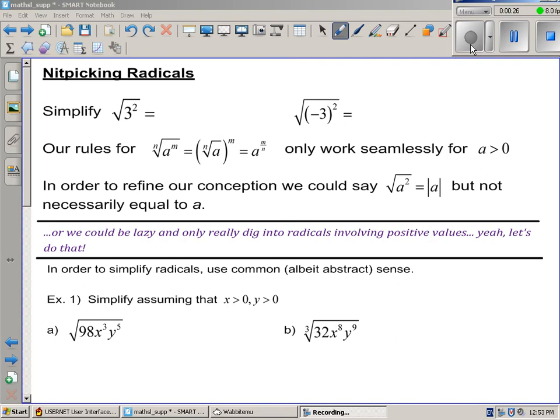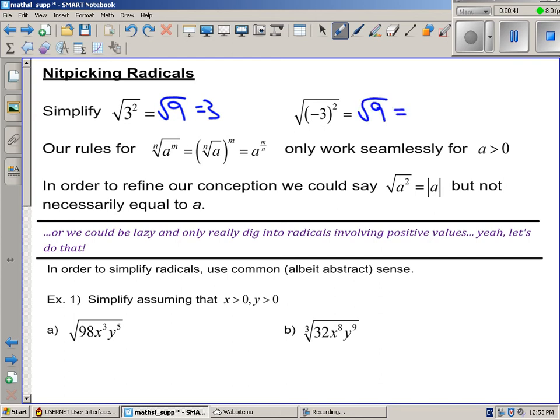Alright, so I call this nitpicking radicals, looking for the little rules. Simplify the square root of 3 squared. You'd probably say, well, that's the square root of 9, which is 3. If I ask you for the square root of negative 3, all squared, then you'd say that's the square root of 9, which is 3. But that's kind of weird because we expect square rooting and squaring to be opposite operations, so that they should, if you like the term, cancel each other out. They only work seamlessly that way if we're dealing with radicals of positive numbers.